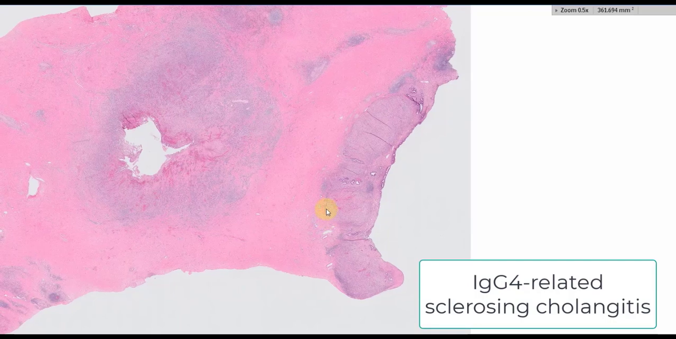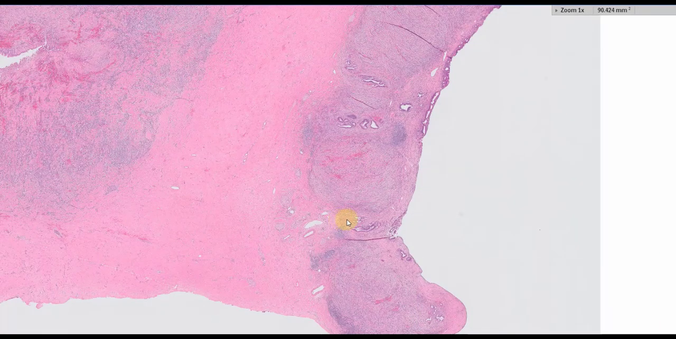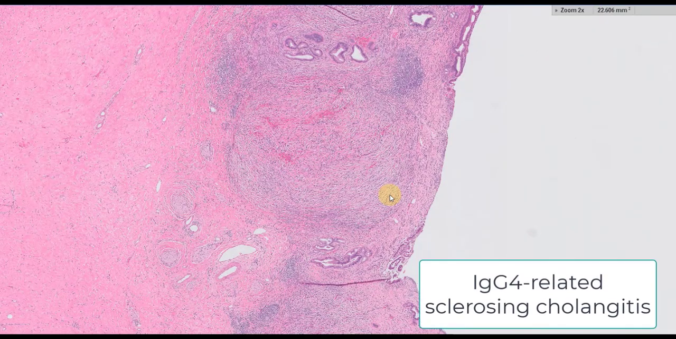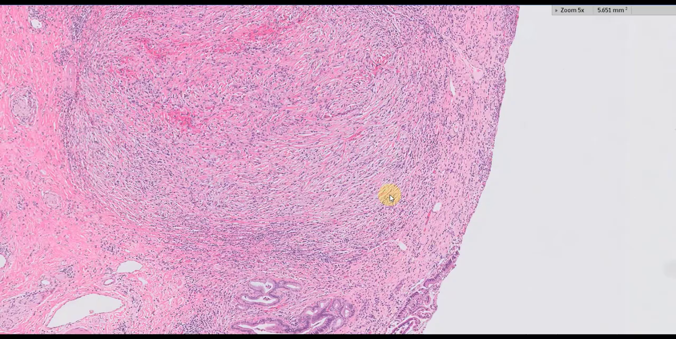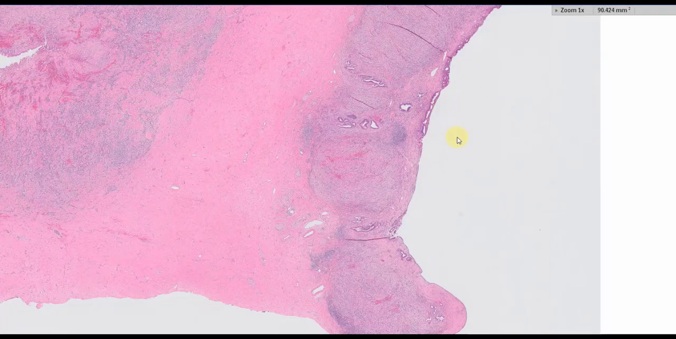So I also wanted to show you what happens to the bile duct in type 1 autoimmune pancreatitis. This is referred to as IgG4-related sclerosing cholangitis. And this is the bile duct, of course, extending here. Here's the lumen, the most inflamed bile duct you'll ever see.